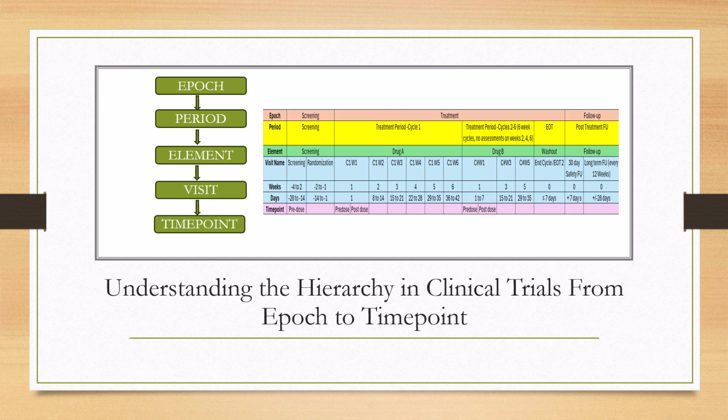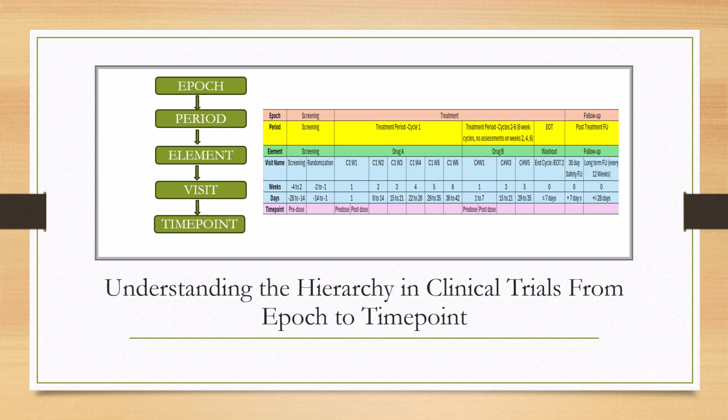So there will be many rows having the information of the assessments or modules which need to be done, and a cross sign will be marked under a particular visit, meaning that on that visit the assessment will be done. So we normally mention this table as the visit schedule or the study design schedule. Let's see in this example what the case was and how we can understand the hierarchy of the clinical trial from epoch to time point in this study.